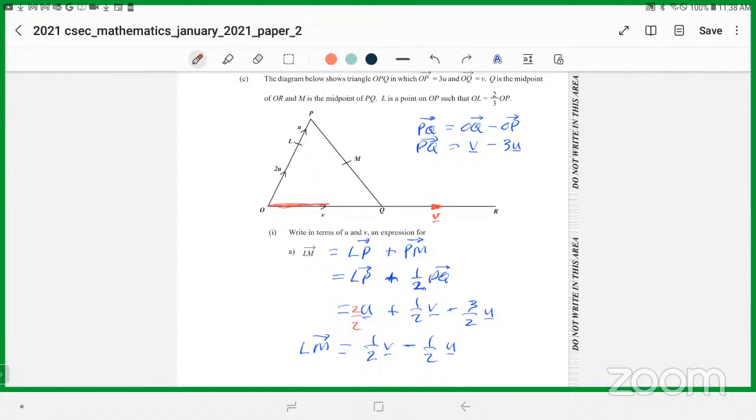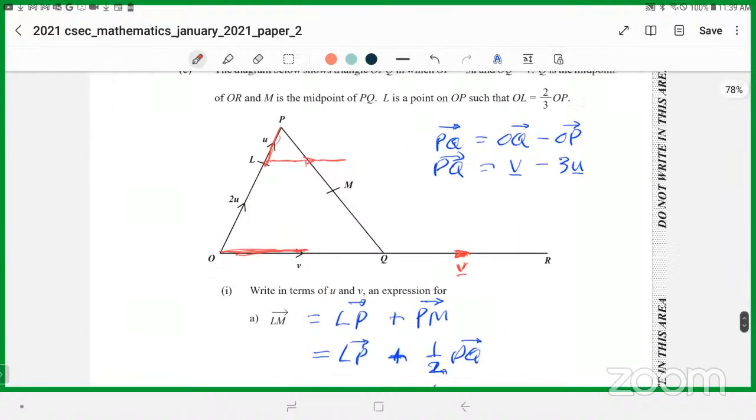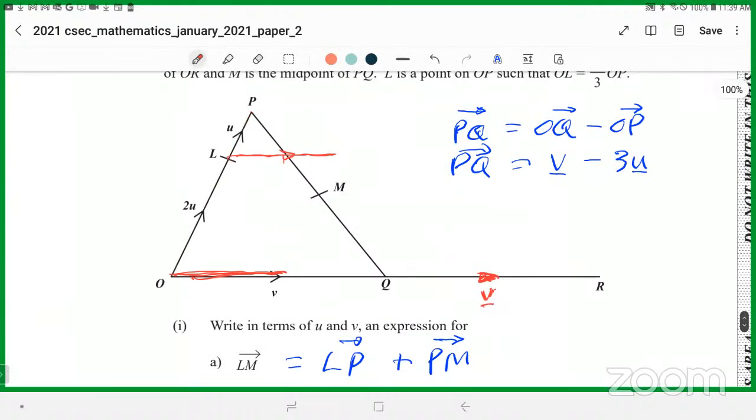That's half of a V, you know? That's half V. Same as this. And then I want minus half U. Now remember, this is a U, you know? Let me zoom it up. This is U this way. So half U will be about this. But I want minus half U.